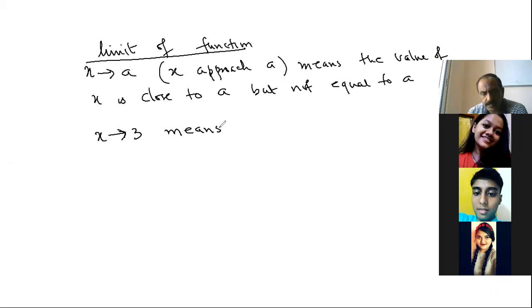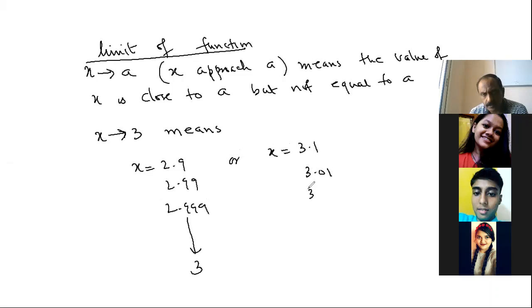Okay. X tending to 3 means X's value is 2.9, 2.99, 2.9999, etc., or X's value is 3.1, 3.01, 3.001, etc. Both are called x approaching 3. We usually write, later on I'll discuss this, this as x tending to 3 minus, and this as x tending to 3 plus.